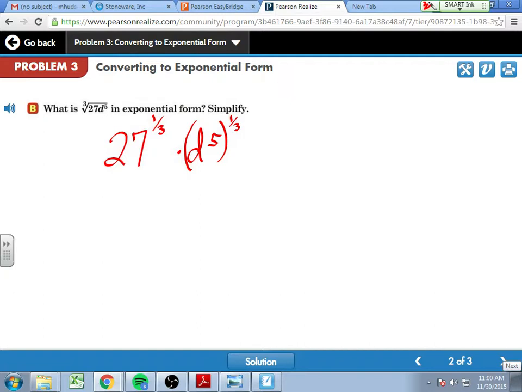The 27 to the 3rd root is 3, right? Because 3 times 3 times 3. Then how do I neaten up d to the 5th to the 1/3? Just multiply them together. Yeah, my power to a power really multiplies, so it becomes d to the 5/3. So it's 3d to the 5/3. Oh, I get why the 1/3 came up now.